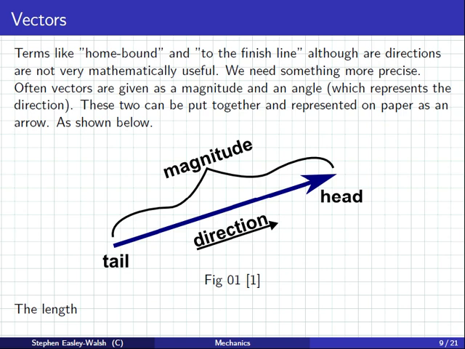If this, for example, means 10 meters, then this would mean 5 meters, and this would mean 1 meter. It's a scale. So the magnitude is represented by the length of the vector. We call the start of the vector the tail, so I would be the tail. And if I point here, this is the head. And the direction obviously is where it points.